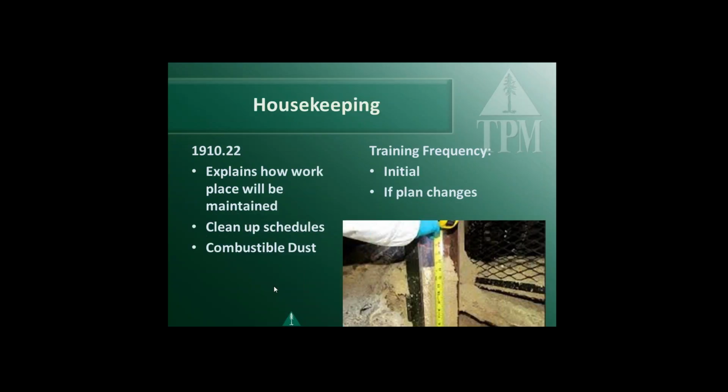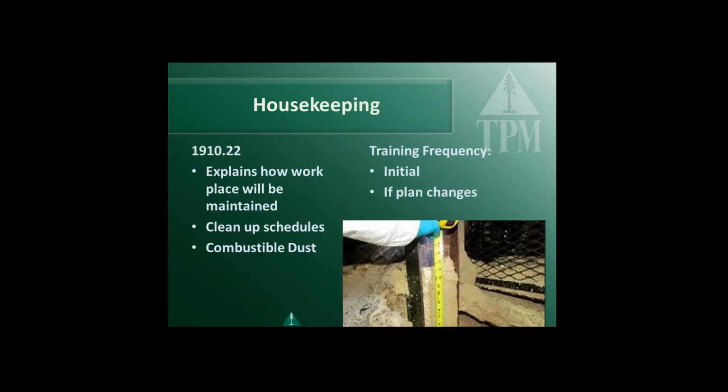Housekeeping, well, I've seen a lot of citations with this because of the wood dust that we deal with all the time. We get accumulations of wood dust, and according to the standard, if it's over 1/8 of an inch and it's fine dust under 420 microns, then it poses a combustible dust hazard, and that's what they cite you under, housekeeping.